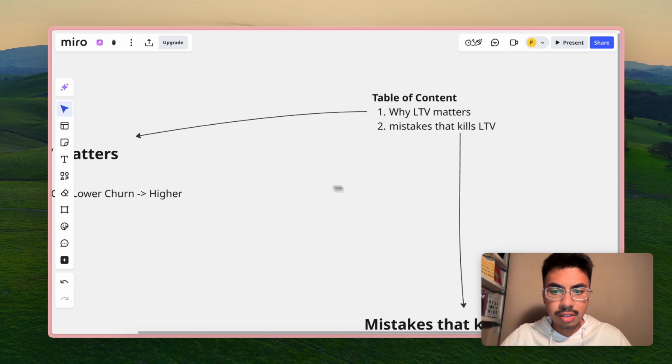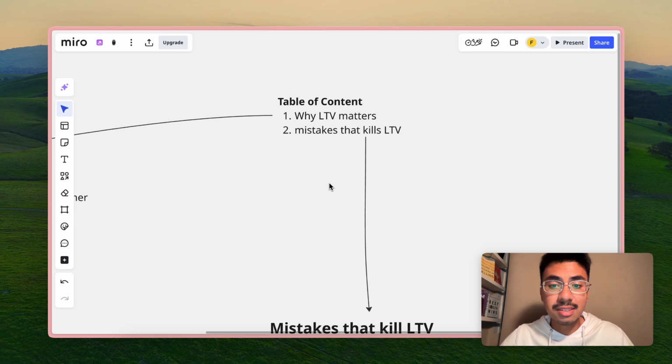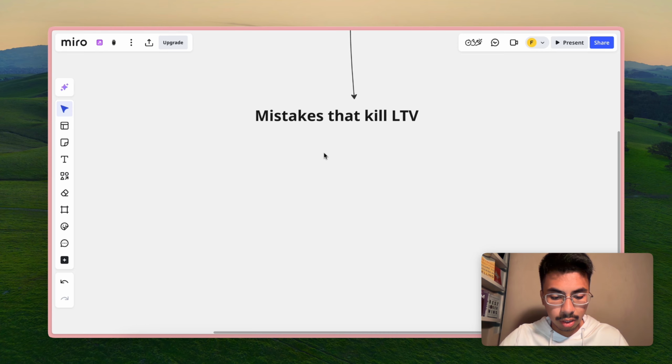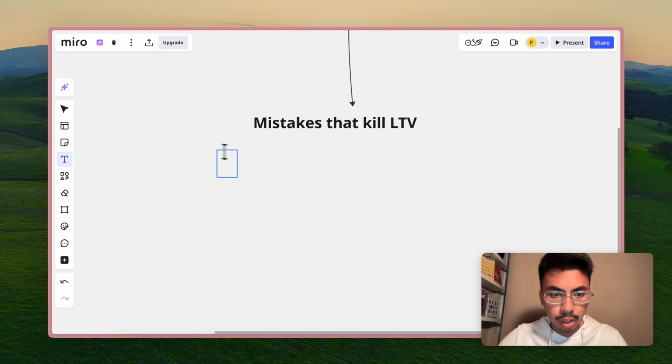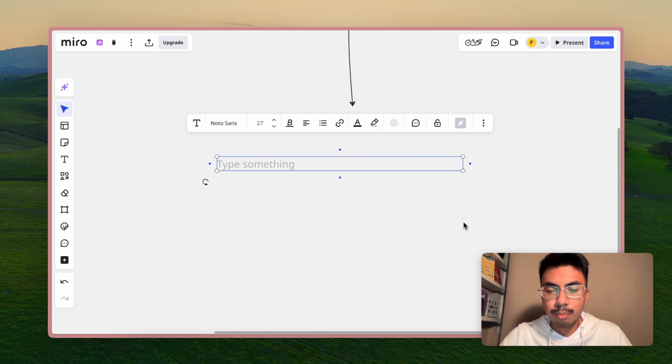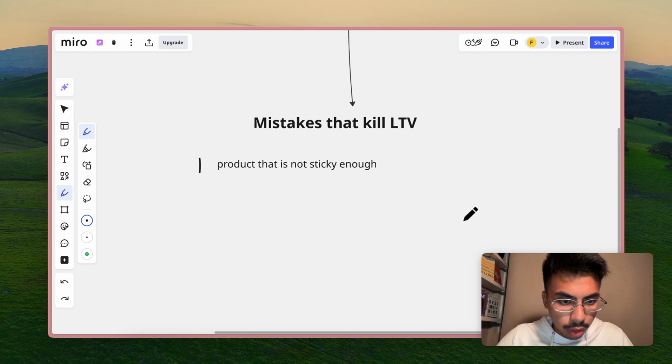So now, next, let's talk about the mistakes that kill lifetime value. The first one I'm going to be talking about is, well, I guess some of you may have already seen this coming, and that is a product that is not sticky enough. Okay, let me actually make it more specific. Product that is not sticky enough. And we shall put this as number 1.